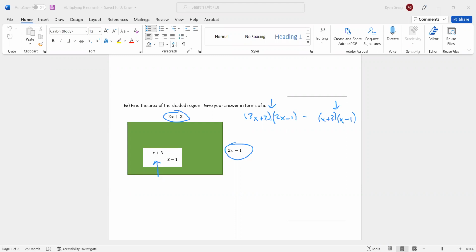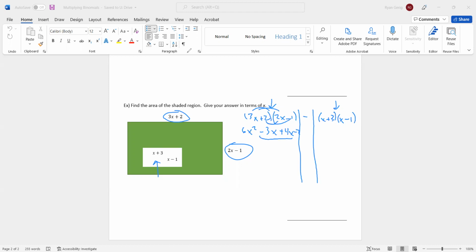So I'm going to give you a tip here that I would highly recommend you follow. I'm going to separate this into 2 problems with the subtraction sign in between. So I am just going to FOIL twice. Okay, 3x times 2x is 6x squared. 3x times -1 is -3x. 2 times 2x is 4x. And 2 times -1 is -2.